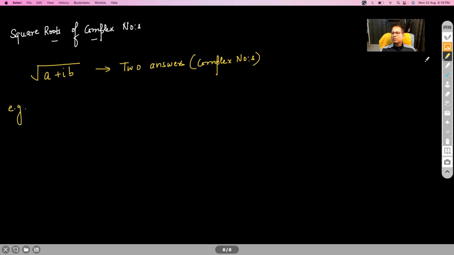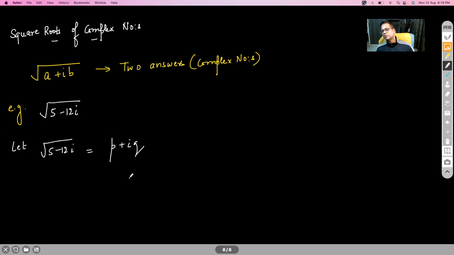Let's take an example to find the square root of a complex number. Let's say I want to find the square roots of 5 minus 12i. So all of you please pay attention. I'll be helping you to find the square roots of 5 minus 12i. So let us say I take the square root of this complex number to be, let me write it like this, p plus iq.